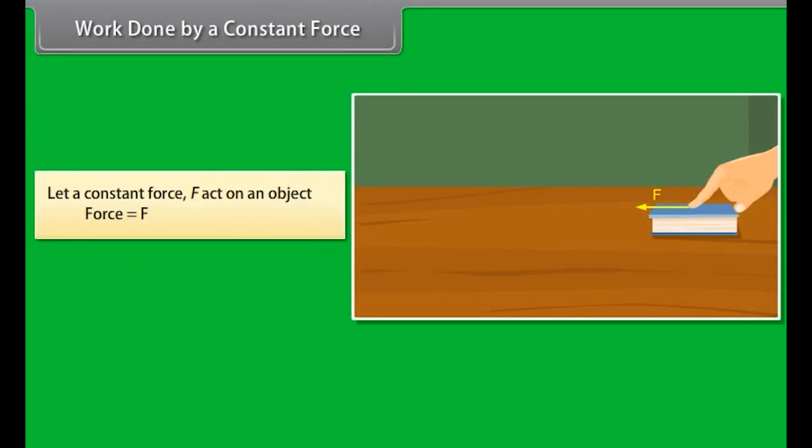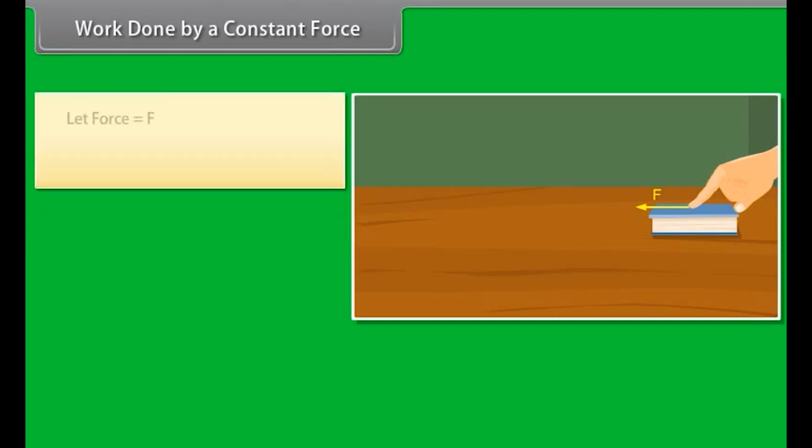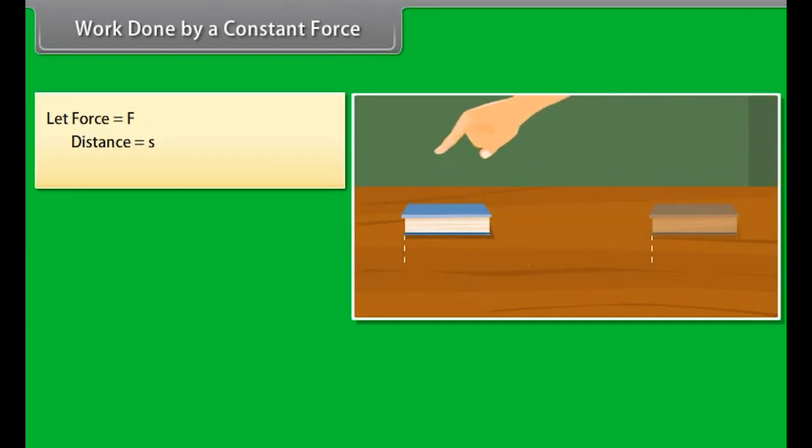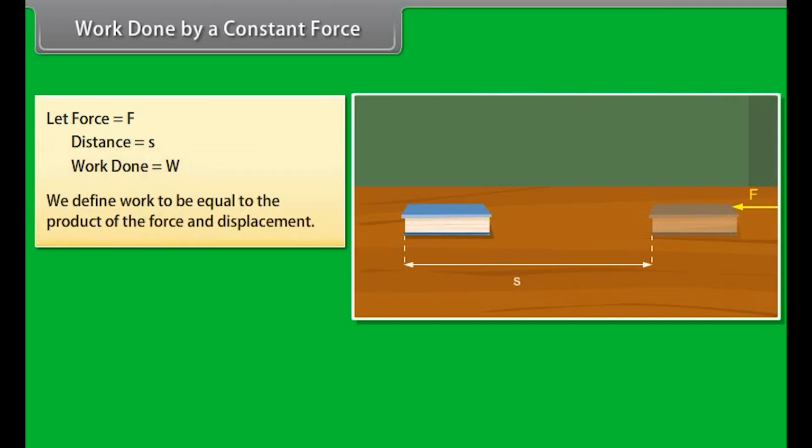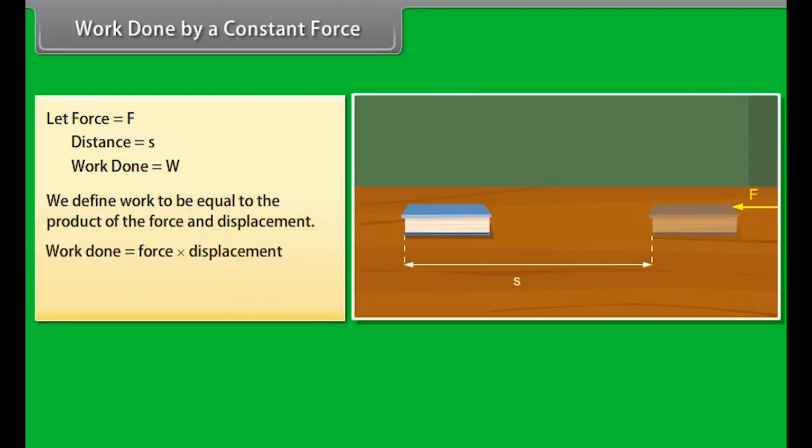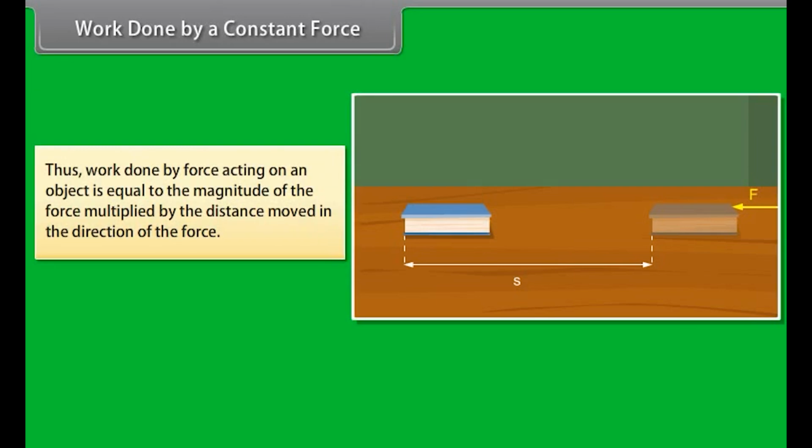Let a constant force F act on an object. Let the object be displaced through a distance s in the direction of the force. Let W be the work done. We define work to be equal to the product of the force and displacement. Work done is equal to force into displacement, or W = F × s. Thus, work done by force acting on an object is equal to the magnitude of the force multiplied by the distance moved in the direction of the force.